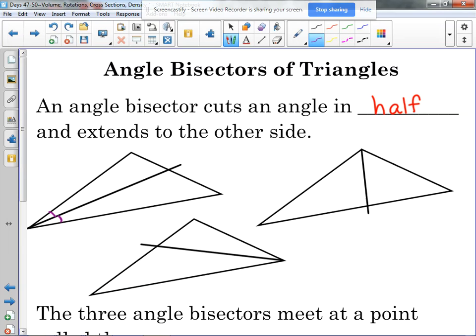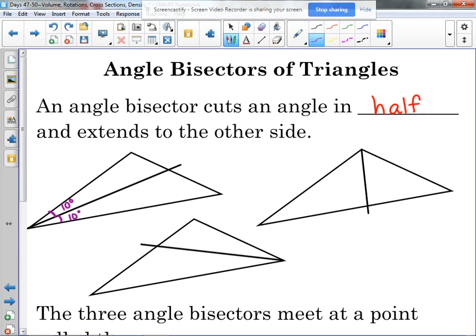Let's look at this first one here on the left. Okay, that's our notation for angles that are the same. Let's give it a physical measurement. I don't know that that's exactly 10 degrees, but I'm going to say that it's 10 degrees. So they're both there.